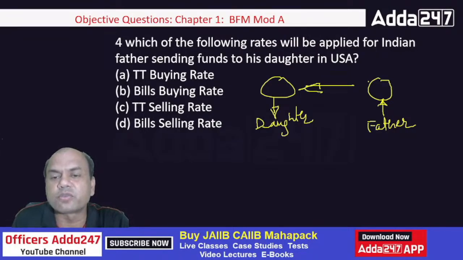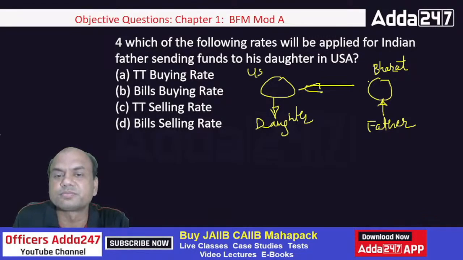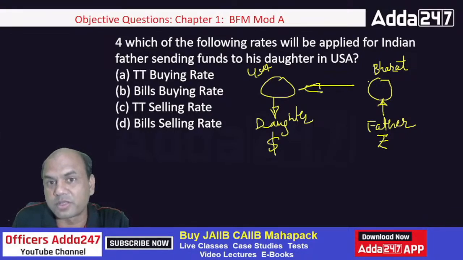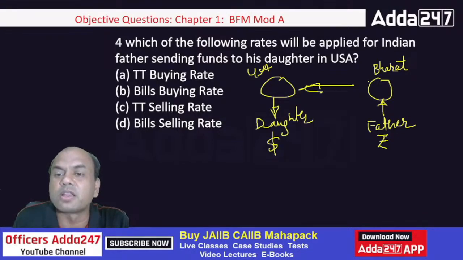So if the father is sending funds to the daughter, this father is having an account in India. We'll call it Bharat now, not India, isn't it? You know the political implications of India now. So this is USA, right? So the father is in Bharat over here. What happens now? This father is having an account in rupees. The daughter wants funds in dollars. So what will happen? The father will give rupees to the bank in India or Bharat over here. Then the bank will convert them to dollars. Convert means what?